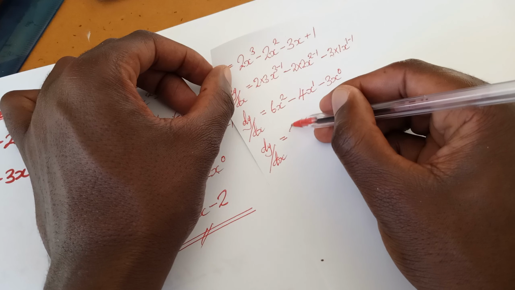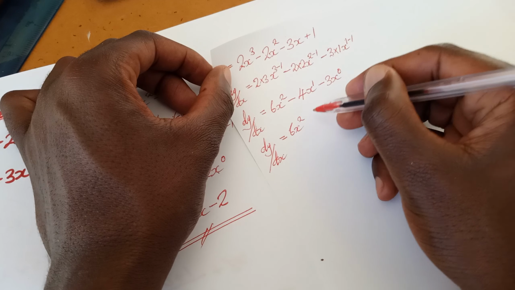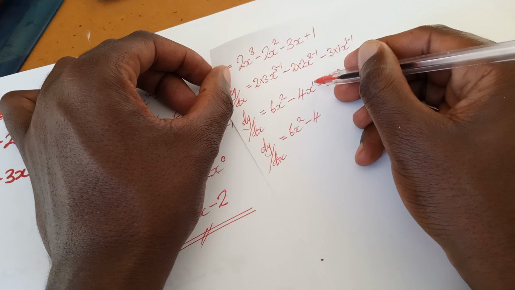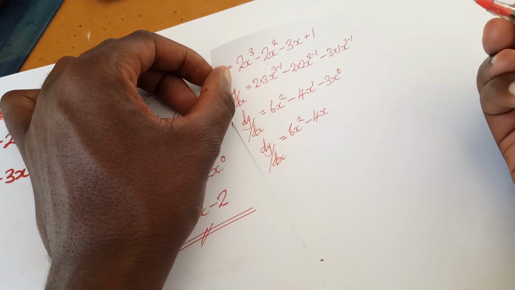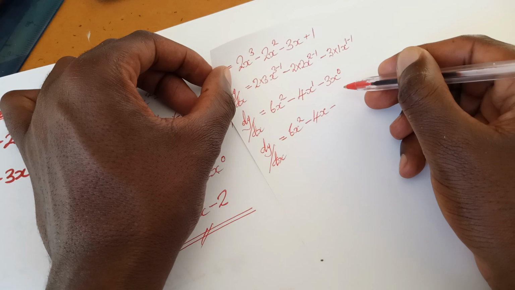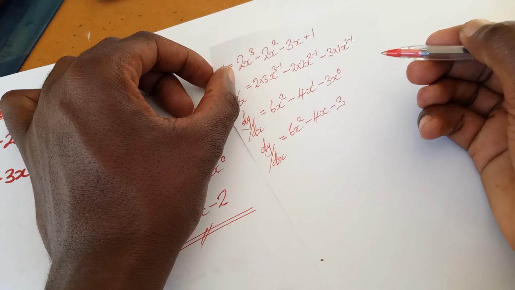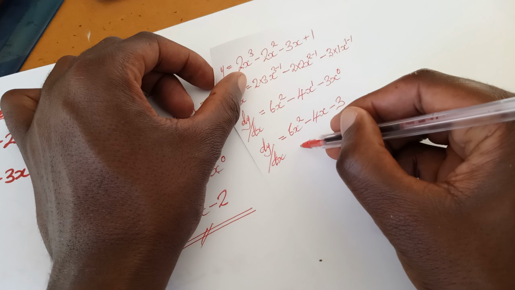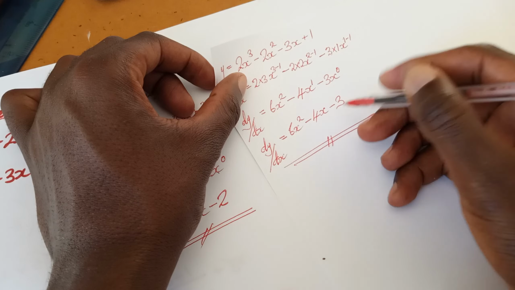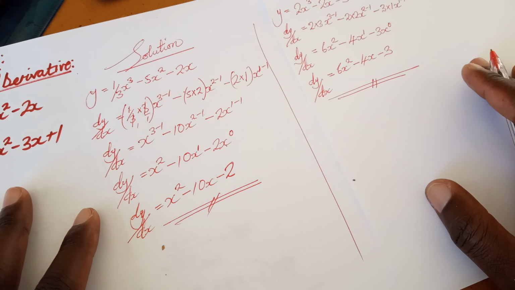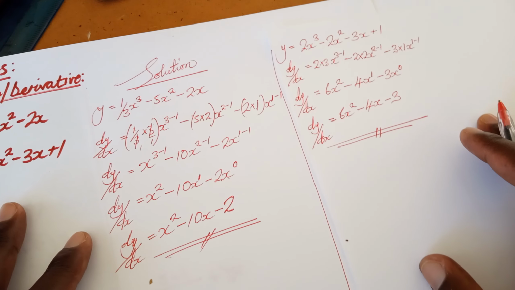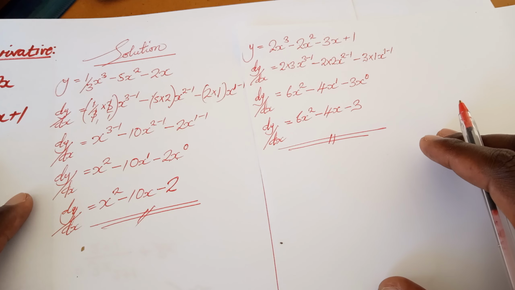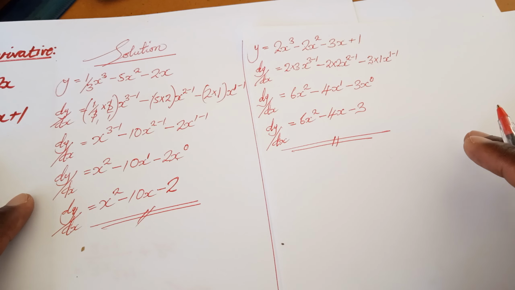Okay, therefore we continue and say dy/dx is equal to 6x squared, minus 4 x to the power of 1, which is the same as x, so it will be 4x, minus. Remember, any number raised to the power of 0 is 1. So this will be just 3. Like that. Look at it. So that is how we deal with differentiating, or finding the derivative.